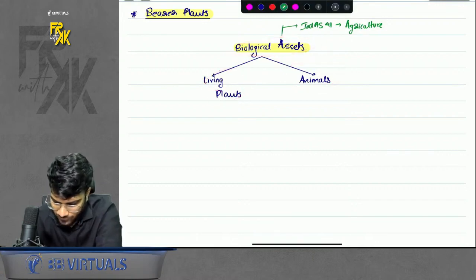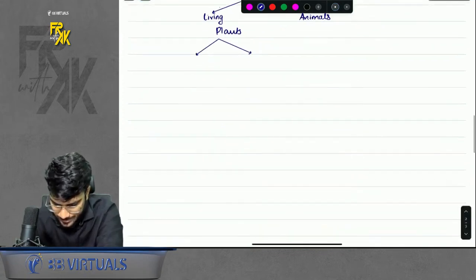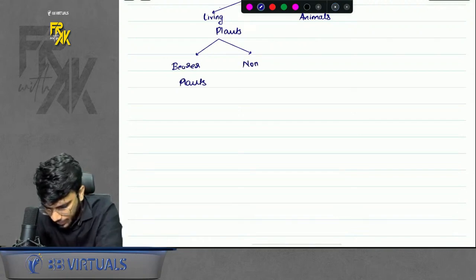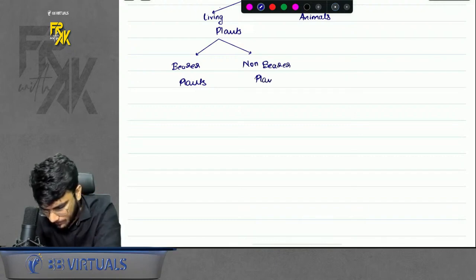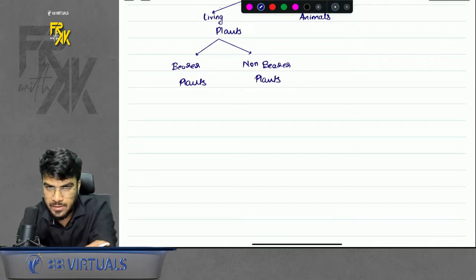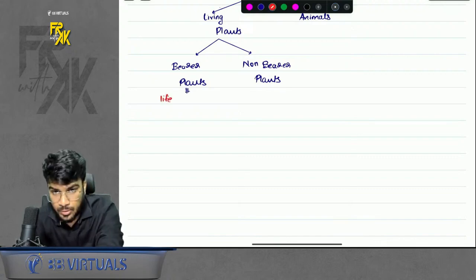Now, biological asset has two bifurcations: living plants and animals. These living plants can also be bifurcated further into two parts. One is bearer plants and one is non-bearer plants. Now, what is the meaning of bearer plants? Whenever you have a plant whose life is more than 1 year.